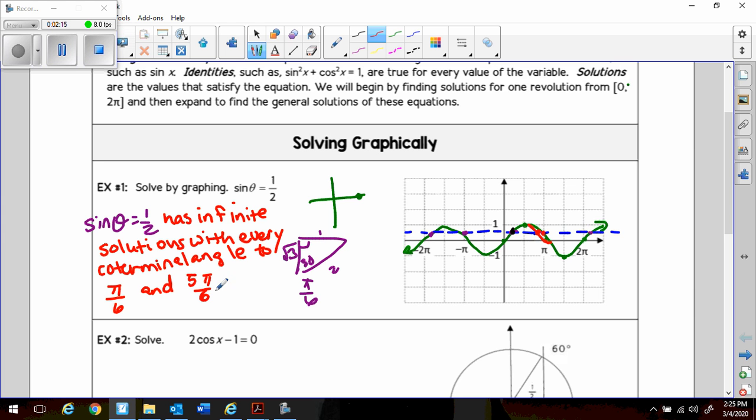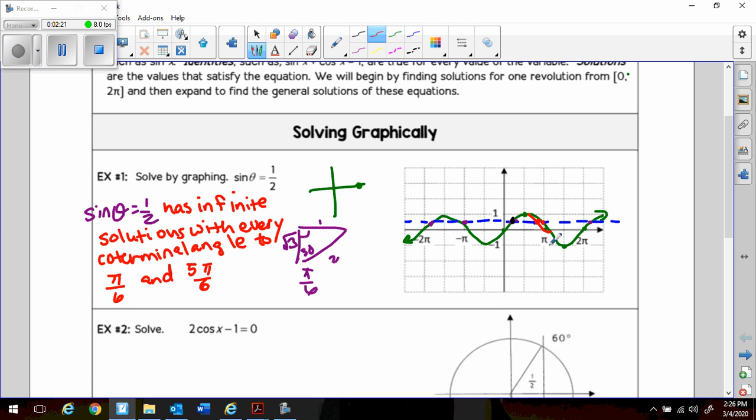Coterminal, remember, just means that we can go around again, and it's going to end in the same spot. On the other ones, it's going to be negative. So this one we don't want. We want the positive 1/2.